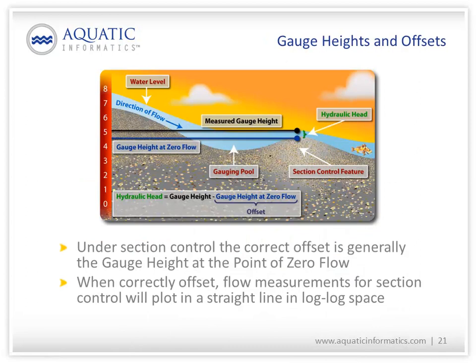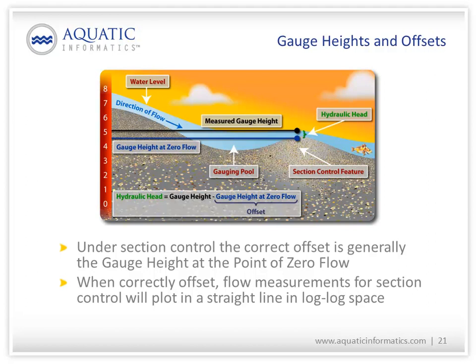Where we have a section control feature, we would expect the difference between the measured gauge height and the gauge height at 0 flow, which we determined from our observations of our section control feature, to be the rating curve offset. And if we apply that rating curve offset as our scaling offset, we would expect to see our measurements line up in a nice straight line.